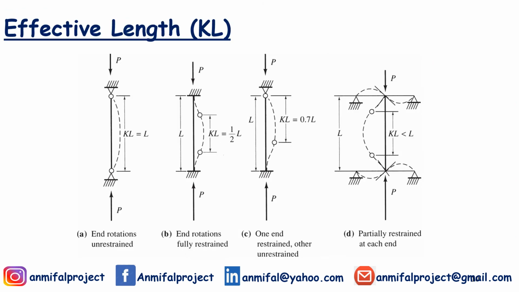The effective length KL is determined by considering the boundary conditions of the member. We are going to find out the value of K. When the member is constrained by simply supported or pin-pin supports, K is 1. And when the member is constrained by fixed supports, K is a half. You can find the value of K in the AISC table.